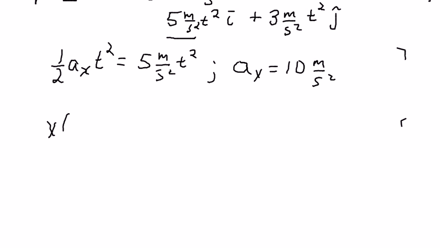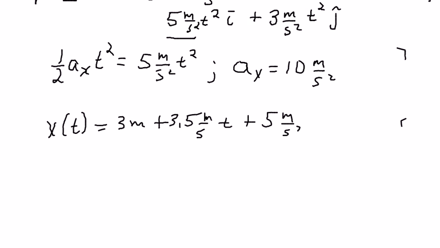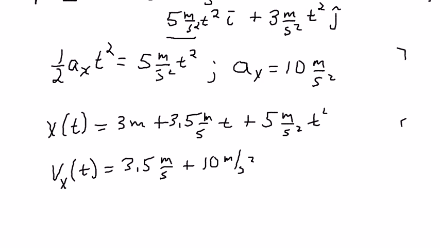X as a function of t is equal to 3 meters plus 3.5 meters per second t plus 5 meters per second squared t squared. That was relatively straightforward, but the velocity in the x direction as a function of time would look like 3.5 meters per second plus 10 meters per second squared times t. And again, remember this term is what we figured out up above.